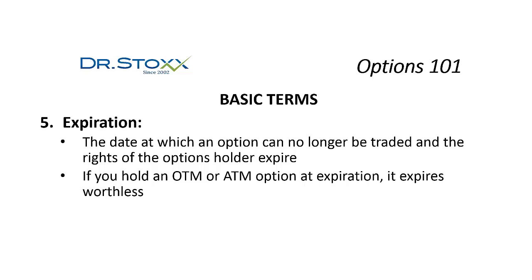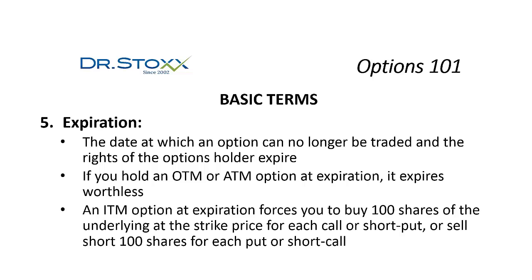If you hold an out of the money or an exactly at the money option at expiration, it expires worthless, and again, you lose the premium that you paid. But an in the money option at expiration forces you to buy 100 shares of the underlying at the strike price for each call that you bought or each put that you sold short. It also requires you to sell short 100 shares for each put that you bought or each call that you sold short. So expiration date is something to keep very much in mind.